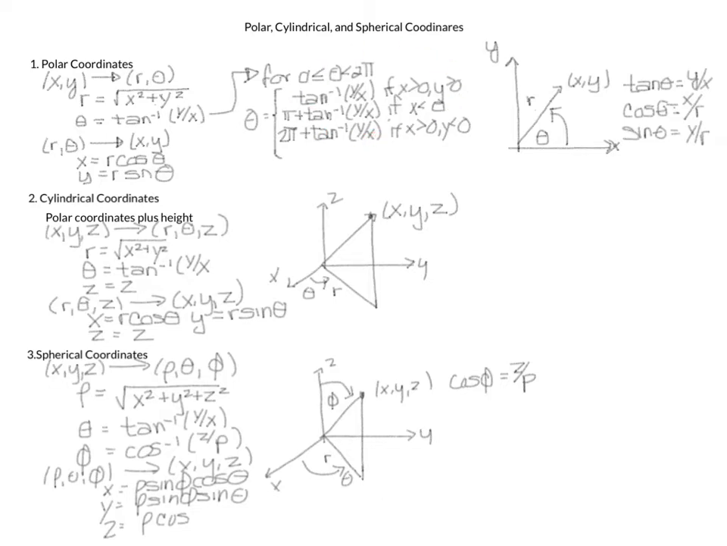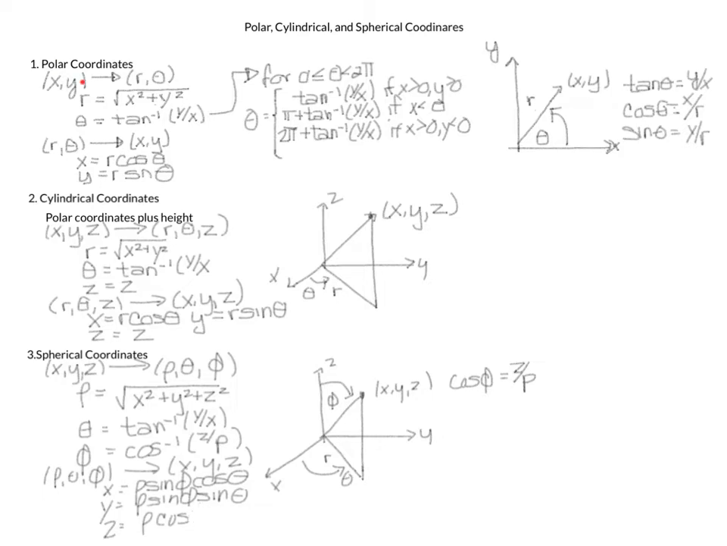To go the other way, if we are given r and theta and we want to convert to these Cartesian coordinates, we can use these formulas here, also from trigonometry, because we can see that x, this distance x, is equal to r cosine theta. And for the distance y, the sine of theta is equal to y over r, so y is equal to r sine of theta.